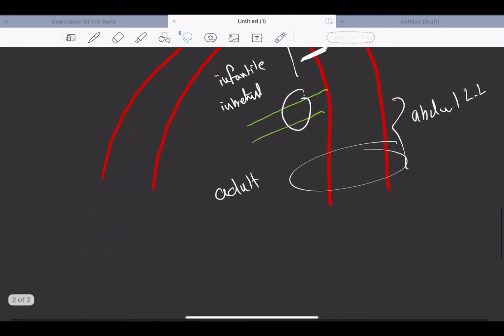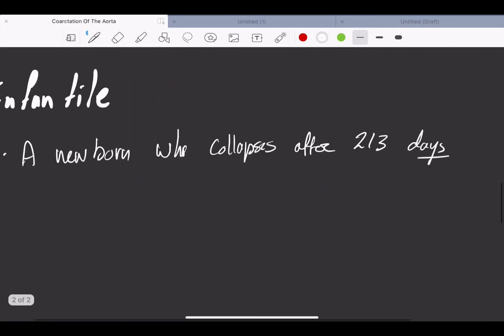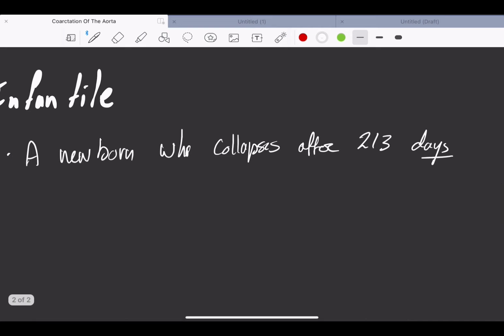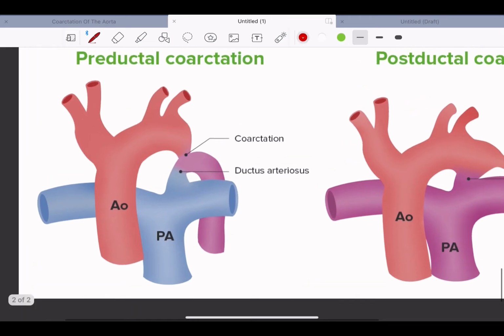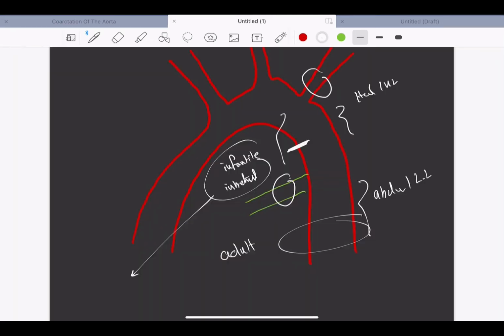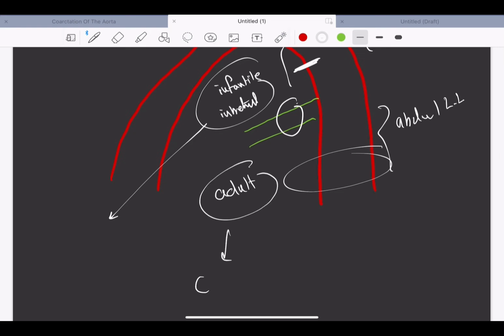Now, the infantile form of the coarctation is really easy to recognize on examination because it will almost always be a newborn kid who collapses 2 to 3 days after they were born. And the reason this collapse happens is that if you go back to the anatomy, this is a preductal coarctation, which means that the PDA inserts after.